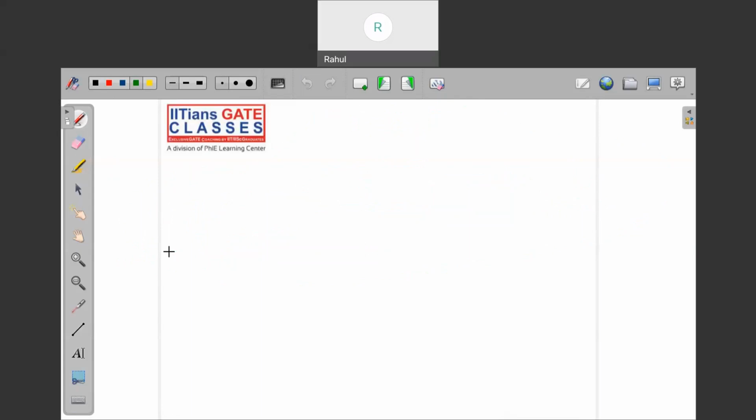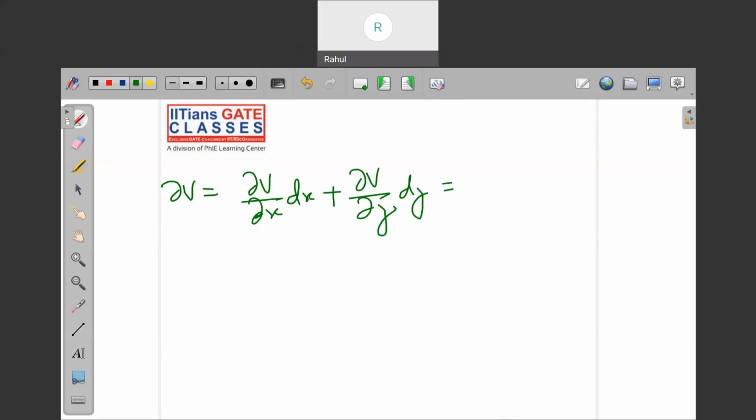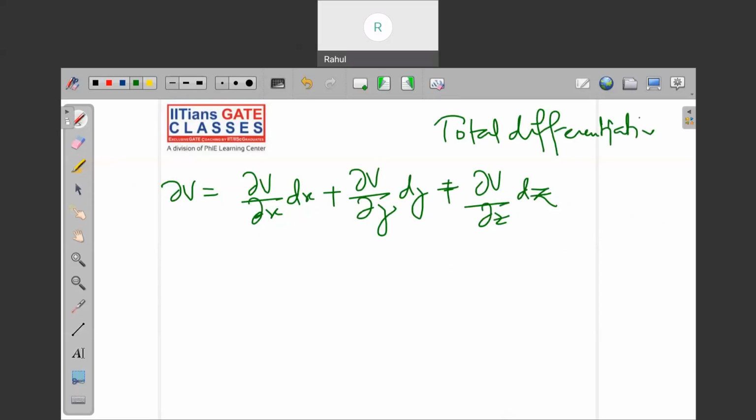So from the total differentiation you can write dv equal to what? dv can be written as ∂v/∂x dx plus ∂v/∂y dy plus, from the total differentiation, ∂v/∂z dz, right? We know, if you are good at maths, you know all these things. ∂v/∂x dx.